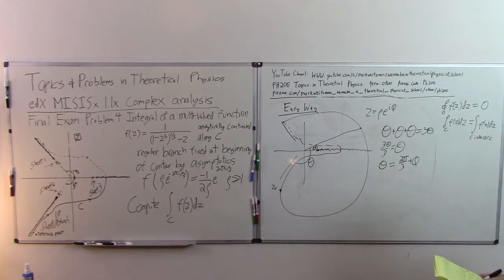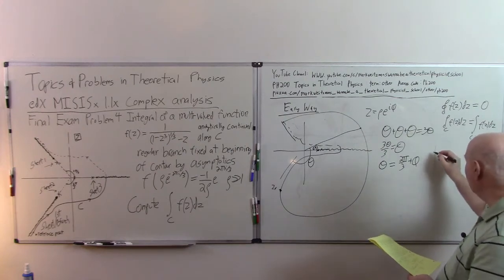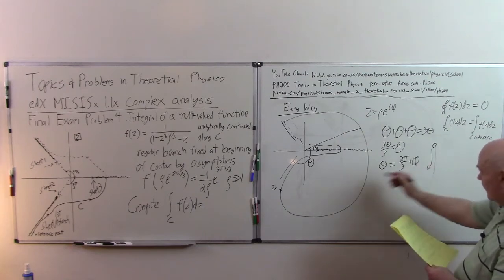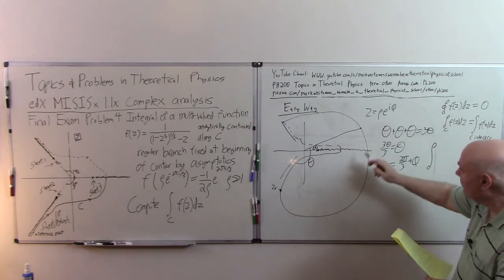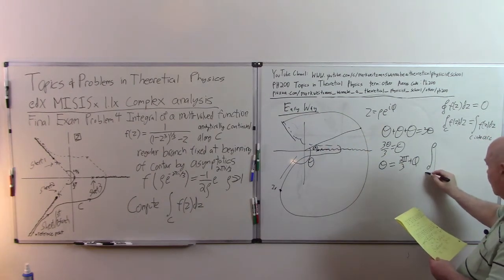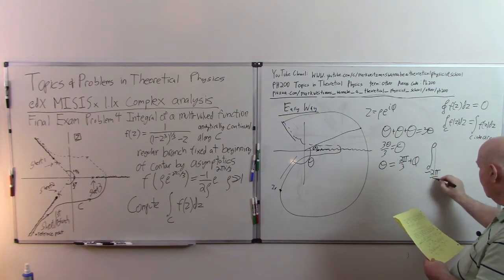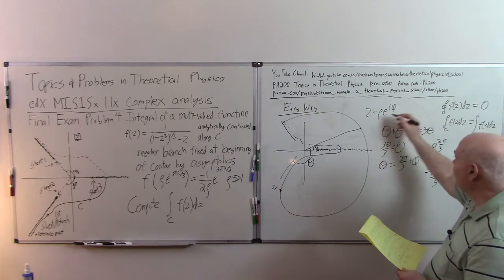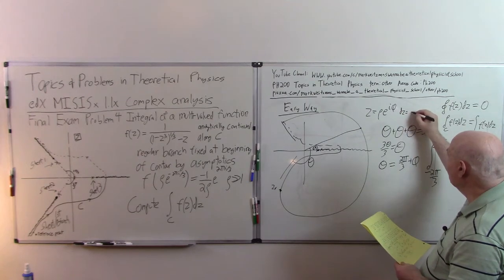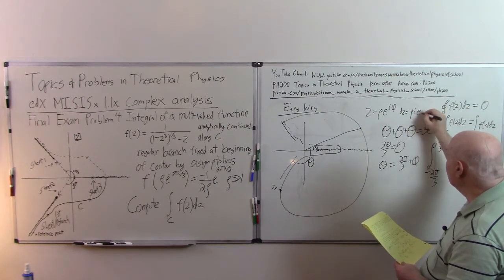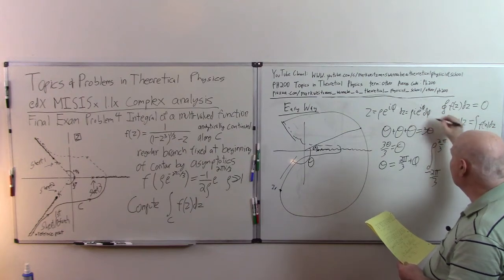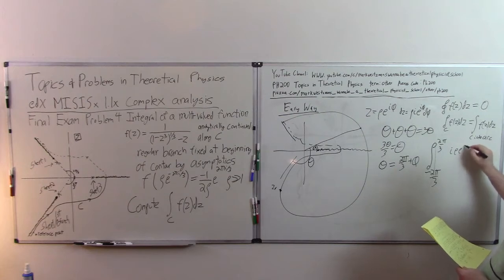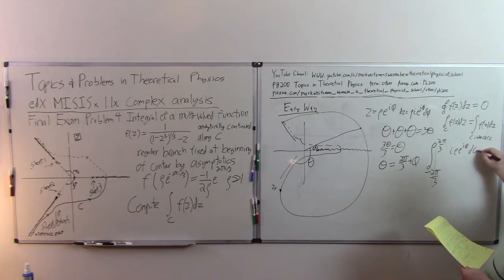Okay, so now let's write out our integral. So we have the integral over the arc. The arc goes from phi is over here, it's minus 2 pi over 3, and over there it's 2 pi over 3. dz is equal to rho i e to the i phi d phi. So now we get i rho e to the i phi d phi.